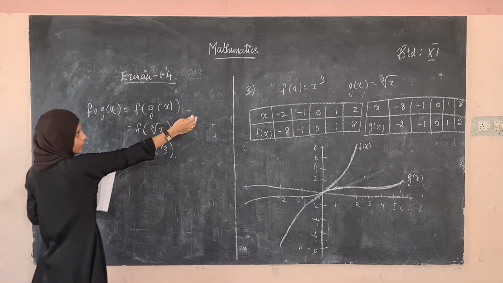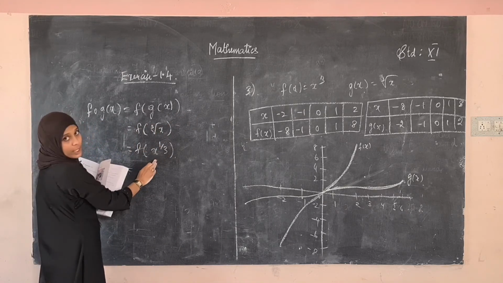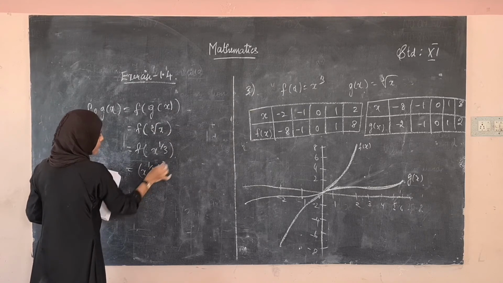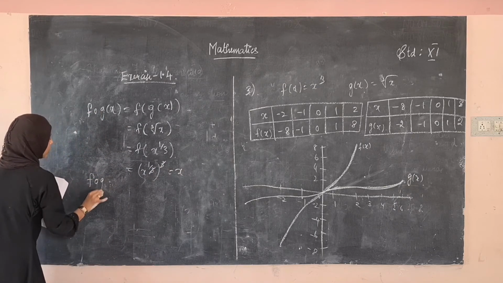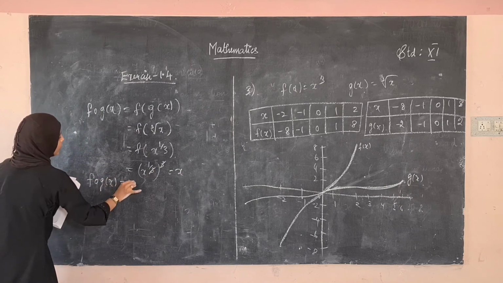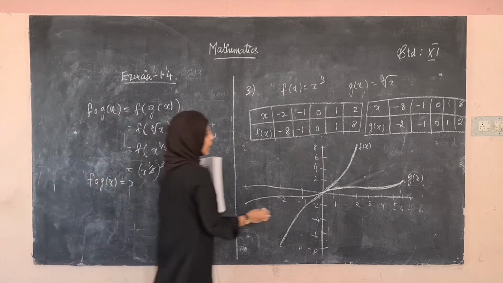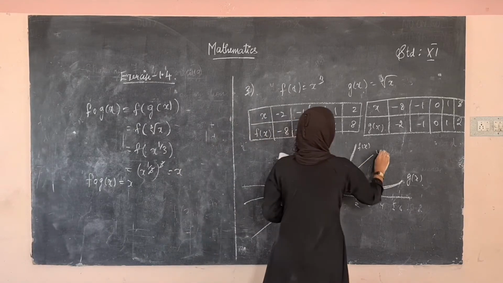Now we have to find. See here, f of x is equal to x cube. So instead of x you are going to substitute x power 1 by 3. Therefore x power 1 by 3 the whole cube. What happens? The value is x. That is f composite g of x is equal to x. y is equal to x. This is the line. So the line is y is equal to x.